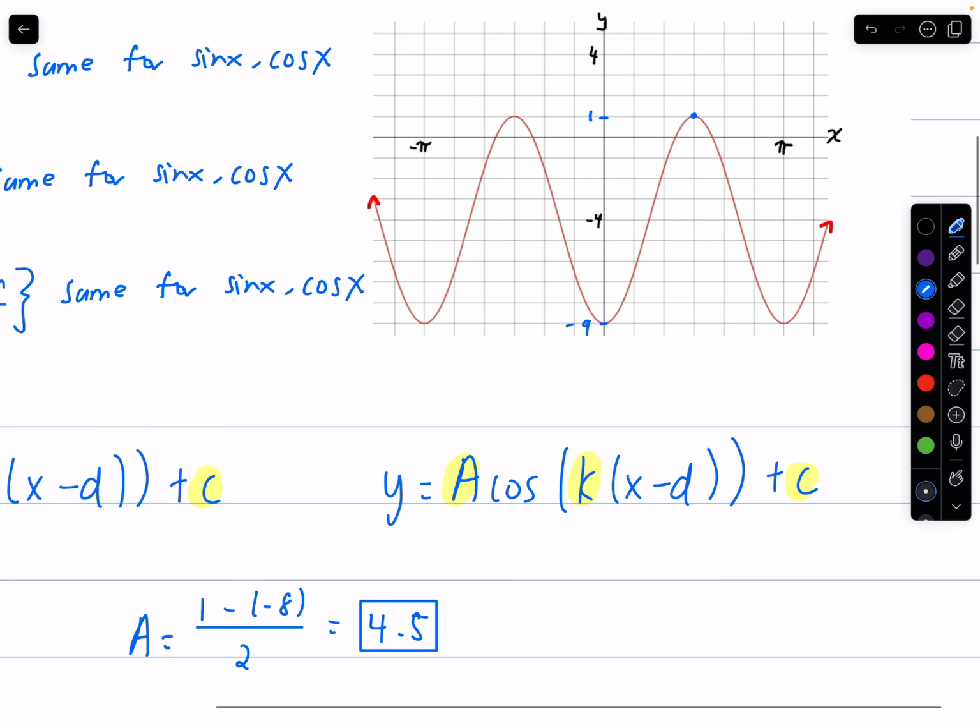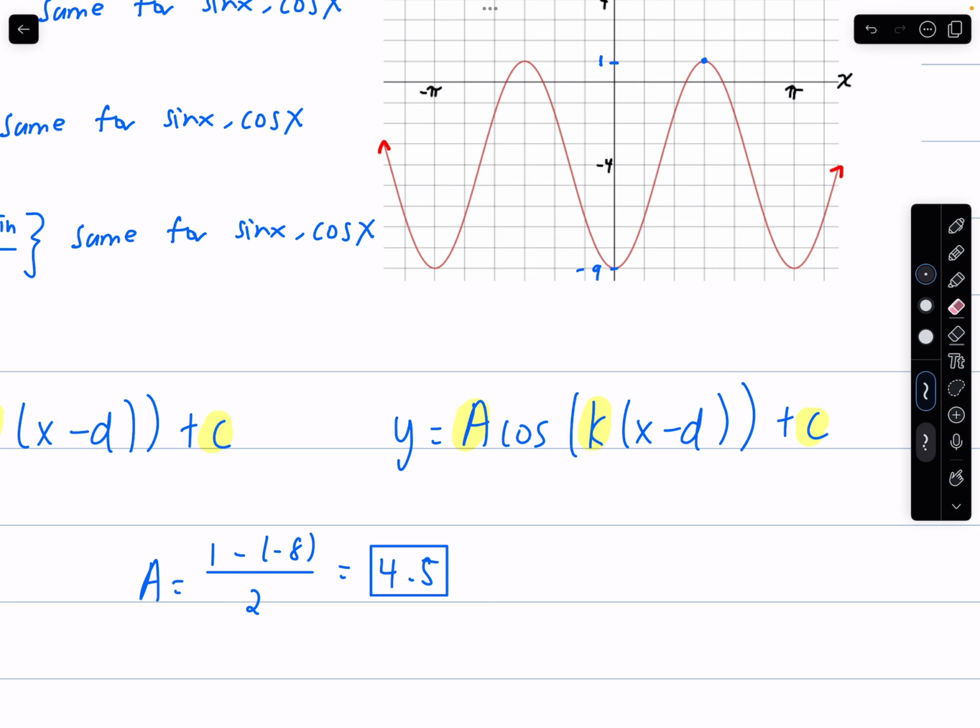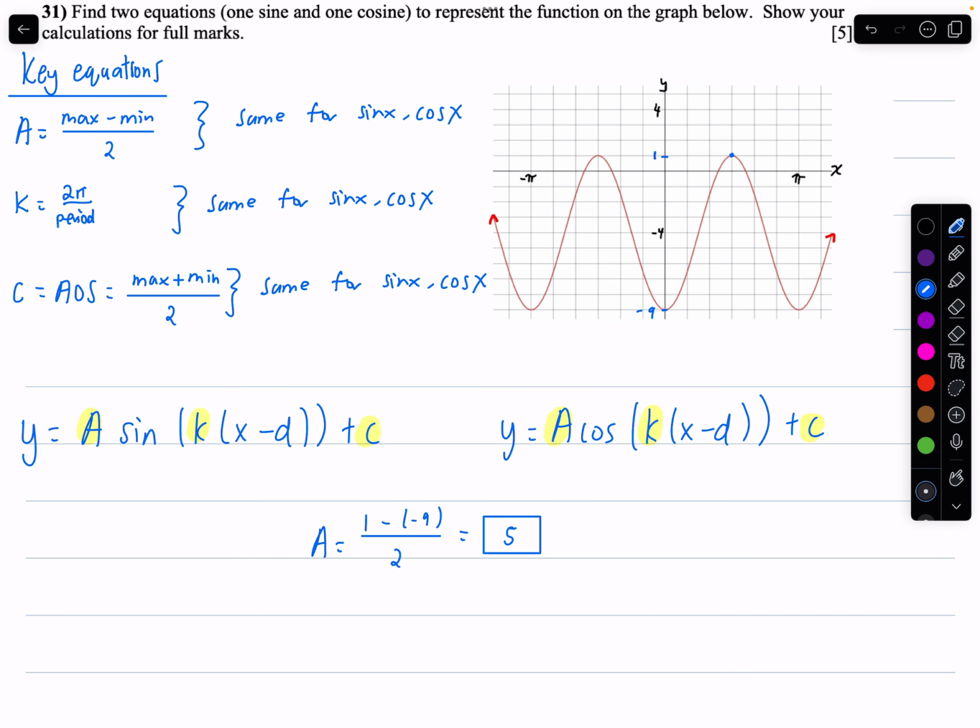So let me correct that for you, which will actually make our life easier because we don't have to deal with the decimal anymore. This is -9, so this would be 10 divided by 2, which is 5. Okay, so we found the amplitude.